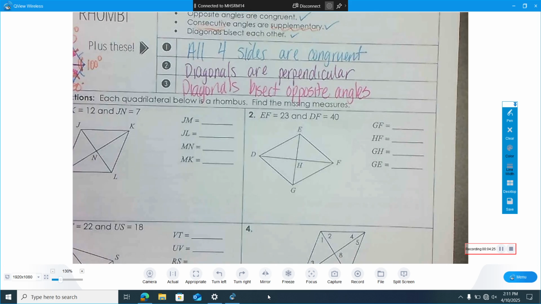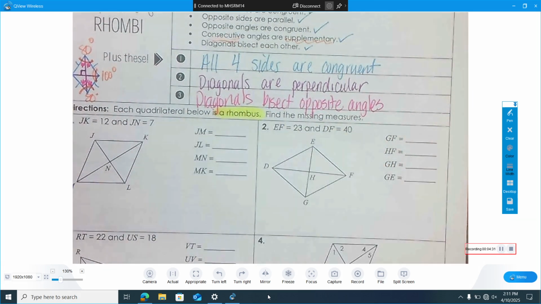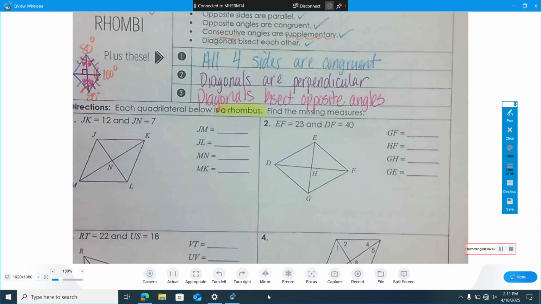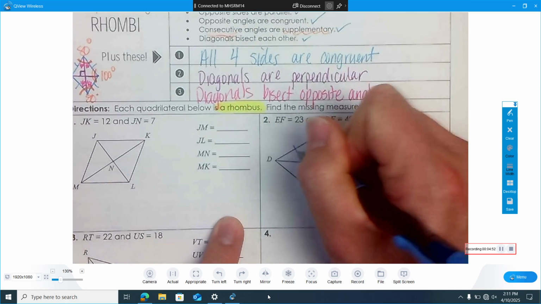Let's look at number 2. Each quadrilateral below is a rhombus. Ladies and gentlemen, please read. In Delta Math, you need to read the directions. You need to understand, am I looking at a rhombus, a parallelogram, a rectangle, because they all have different properties. You need to keep them straight. I have a rhombus here, and what's really important about a rhombus? 4 equal sides. Very good.